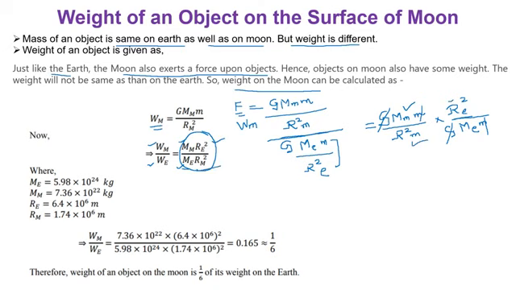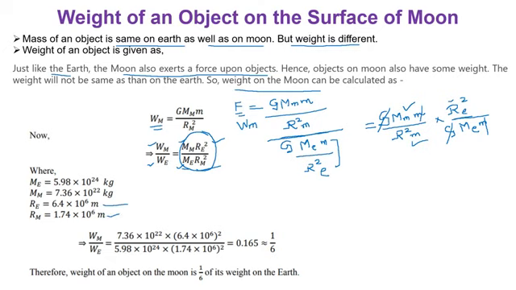Now you have to substitute the values. What is the mass of the Earth? You can take it as 6 into 10 to the power 24 kg. The mass of the Moon is 7.36, or you can take 7 into 10 to the power 22 kg. Then the radius of the Earth is 6.4 into 10 to the power 6 meters, and the radius of the Moon is 1.74 into 10 to the power 6 meters.